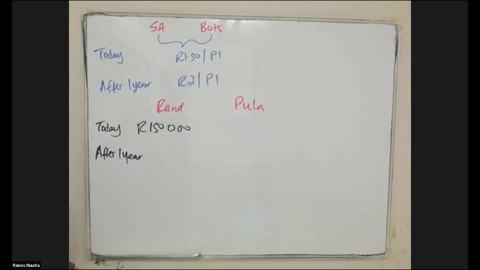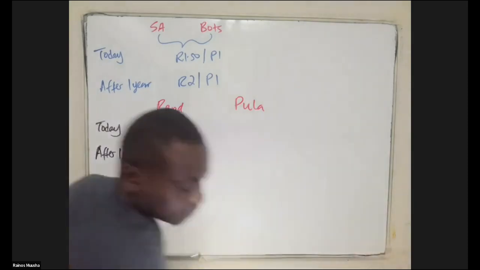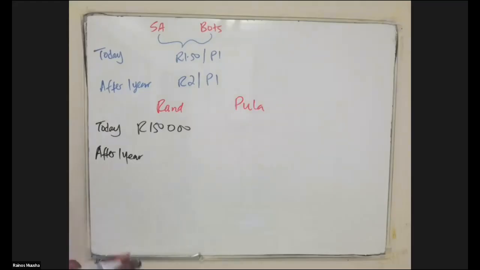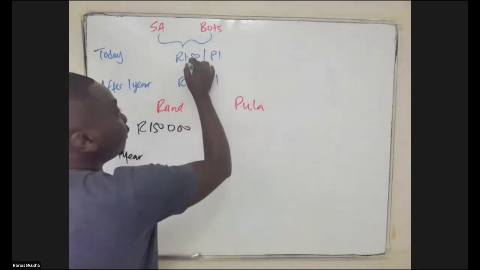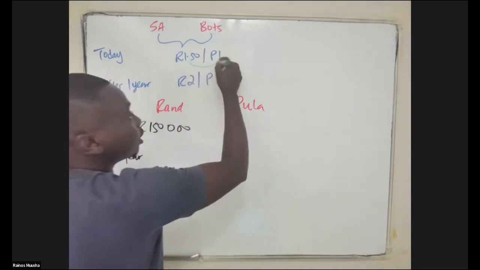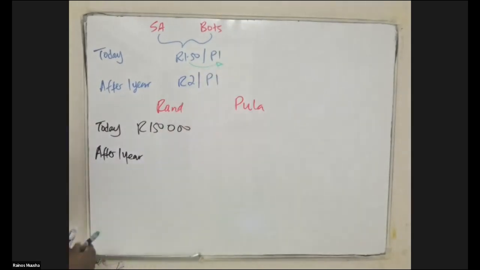So which of the two currencies is stronger? Is it the rand or is it the Botswana pula? It's the pula, isn't it? Because the currency you need less of is the stronger currency, right? So in this case, we are moving from the weaker currency going to the stronger currency.